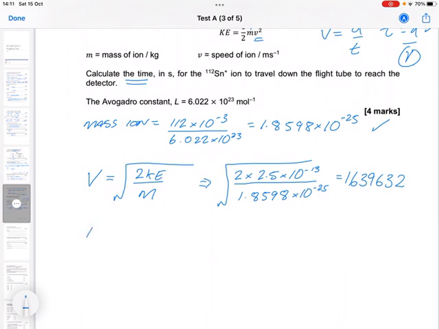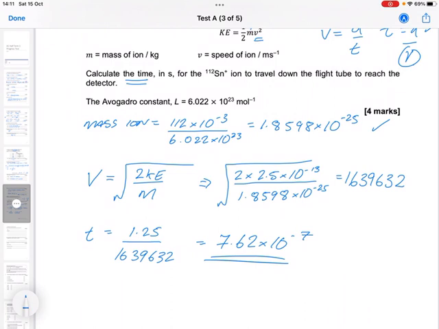So to get t now, it is the distance, 1.25, divided by the velocity, 1639632, which gives me 7.62 times 10 to the minus 7. So here's where the marks are. One for working out the mass of the ion, one for rearranging the velocity, one for getting the correct value for the velocity. Common error here is you forget to do the square root part. And then 1 mark for working out the time of flight.